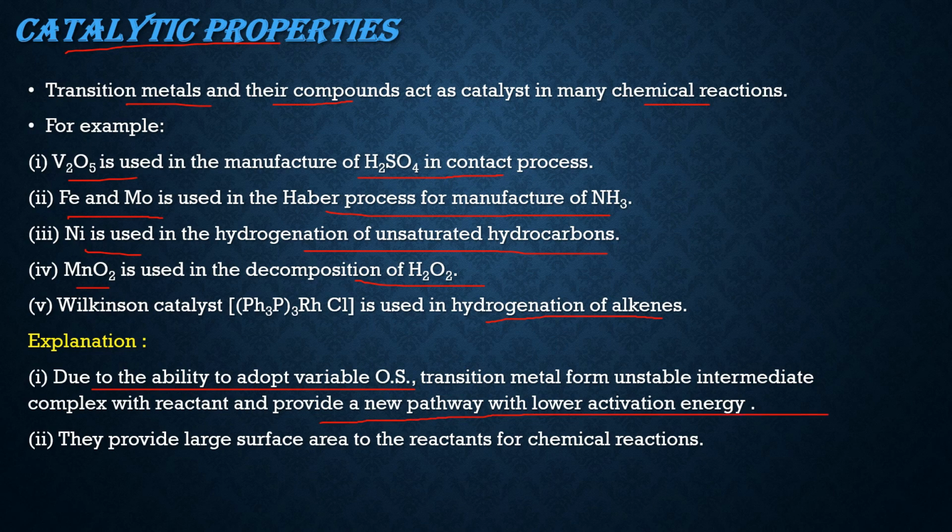Now the second reason is they provide a large surface area for a chemical reaction. These are the two properties of a catalyst: they provide an alternative path with lower activation energy, and second they provide more surface area for the reactants to react and convert into the product. So these properties are exhibited by most of the d block elements, hence they and their compounds act as catalysts in many chemical reactions.